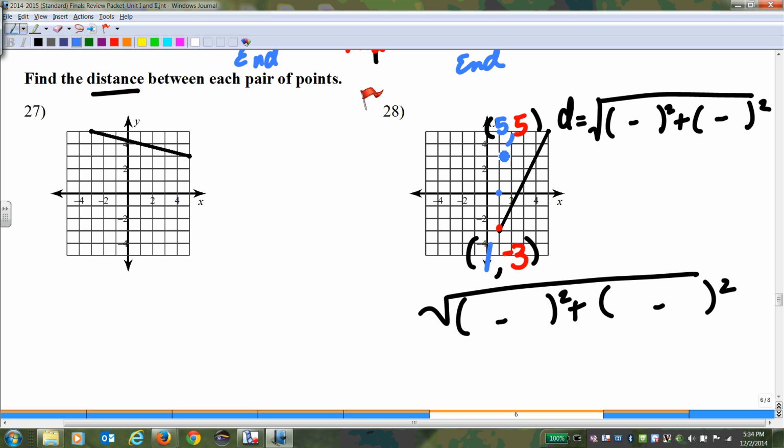Now, it doesn't matter whether you go 1 - 5 or 5 - 1. What does matter is consistently. So I'm going to go top down. Notice the arrow. So I'm going to go 5 - 1. Again, top down. 5 - -3. You solve and simplify.